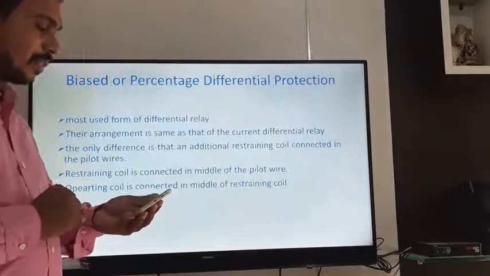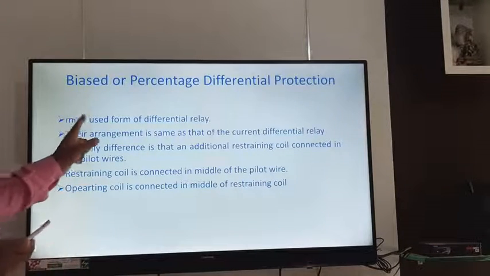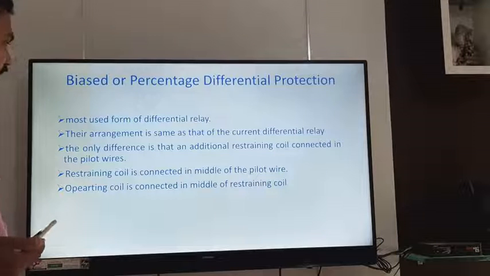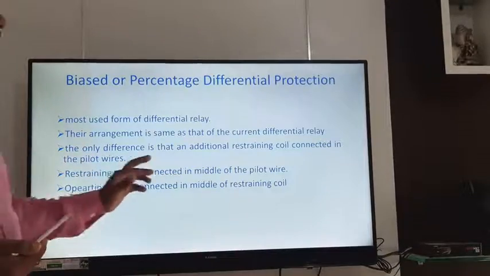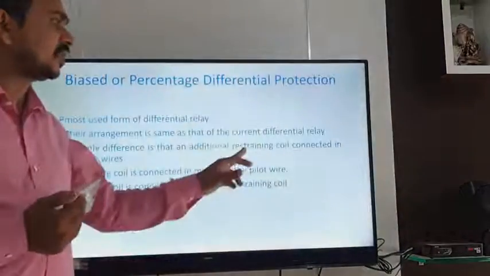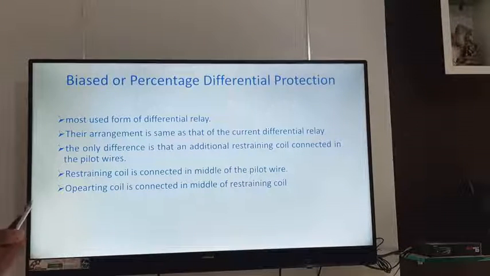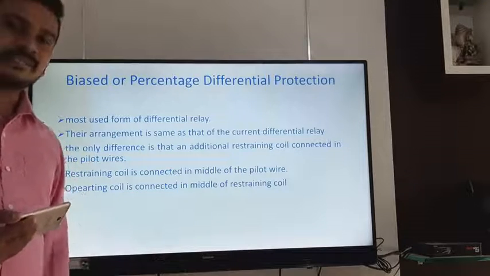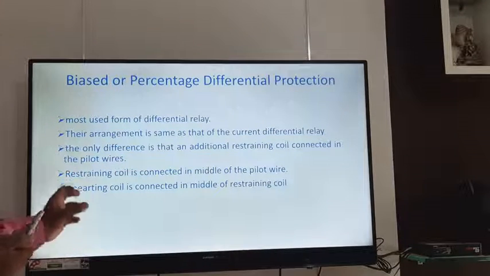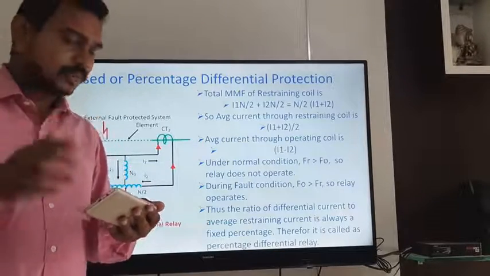Okay, now the biased or percentage differential relay is the most used form of differential relay. Their arrangement is the same as that of the current differential relay. The only difference is that there is one additional coil, known as the restraining coil, which is connected in the pilot wire. The restraining coil as well as the operating coil are both connected at the center of the pilot wire.